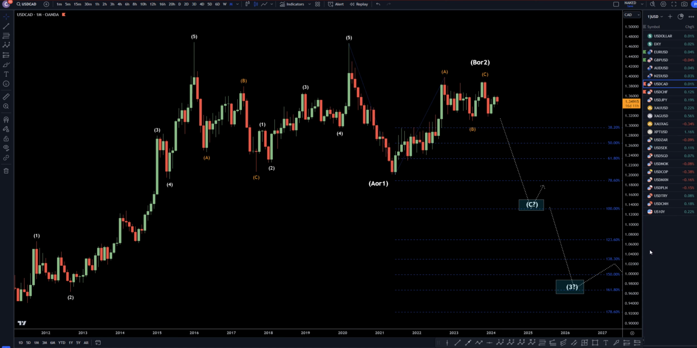Today is Wednesday, March 13th, and this is my analysis of the US dollar Canadian, starting on the monthly, working my way down to the 1 hour time frame for the full top-down analysis.